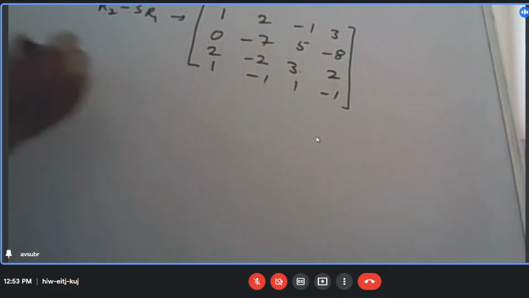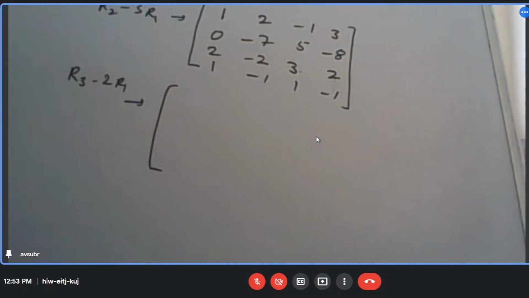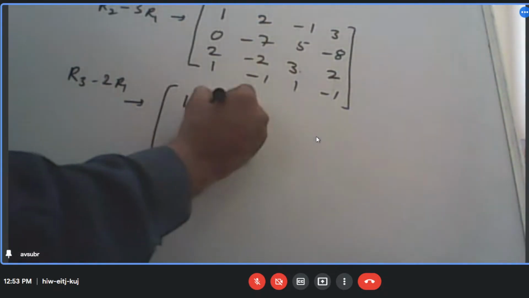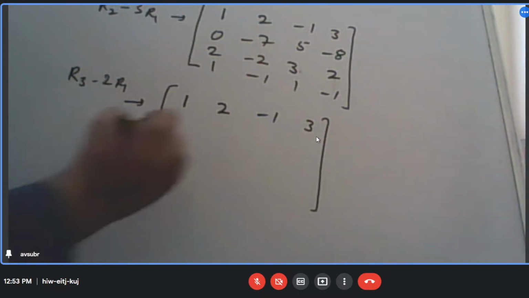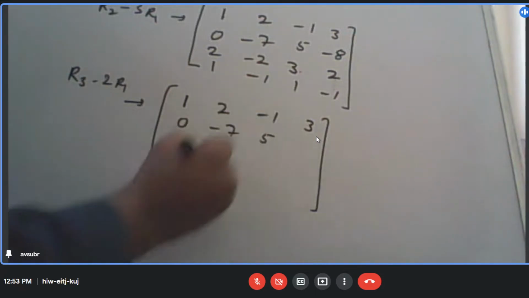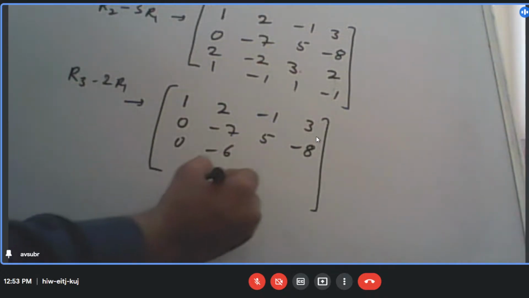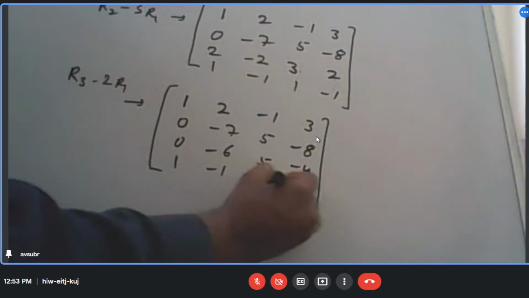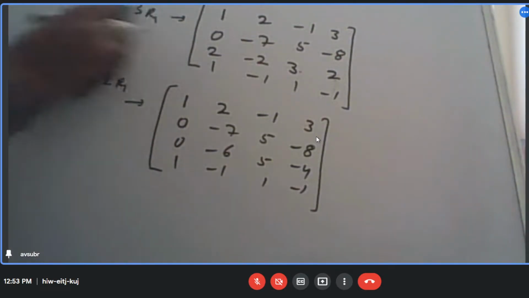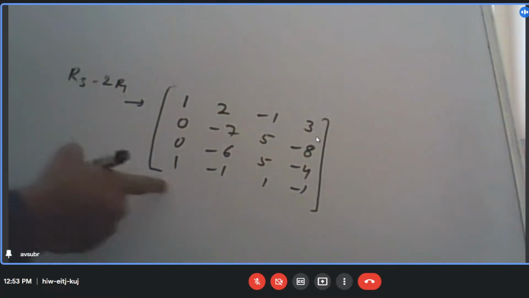So then R3 minus 2R1. All right. So R3 minus 2R1 is 1, 2, minus 1, 3. Then 0, minus 7, 5, minus 8. Then 0, minus 6, 5, minus 4, and 1, minus 1, 1, minus 1. So now we have got rid of 2 from the first column, third row, first column. Now we have to make this 0.